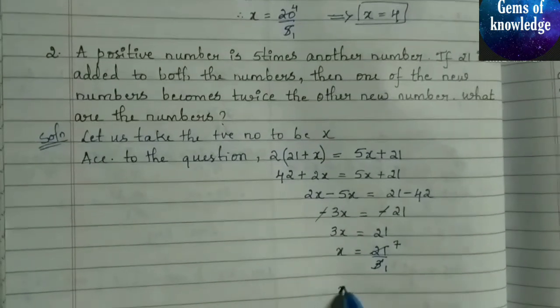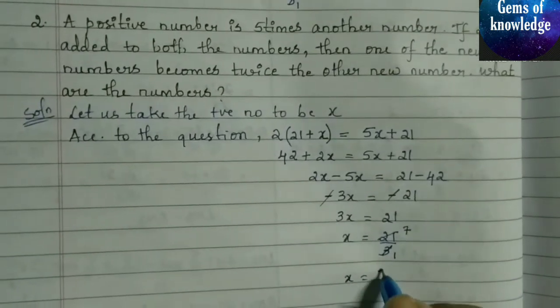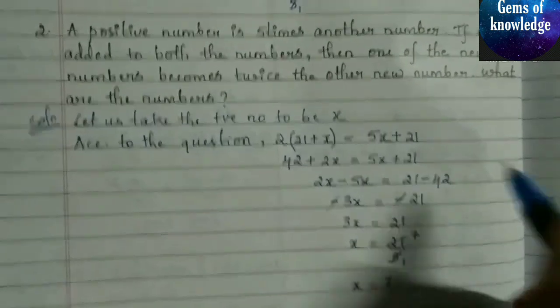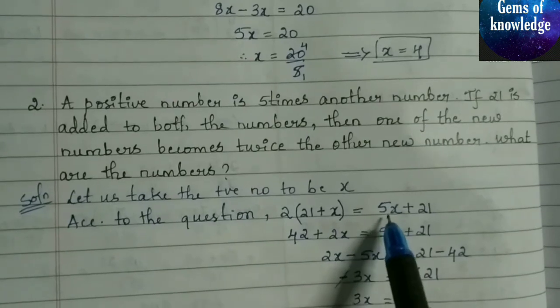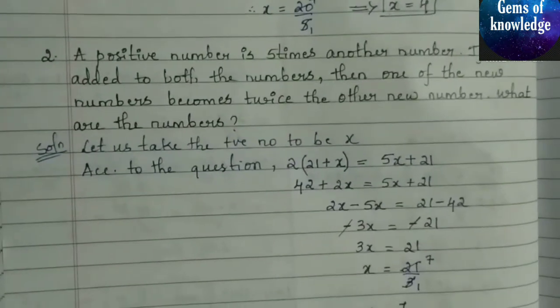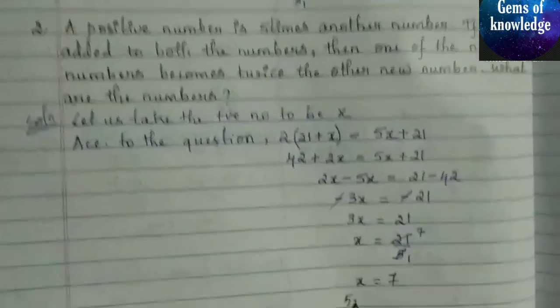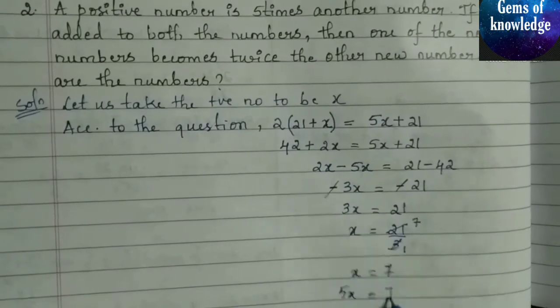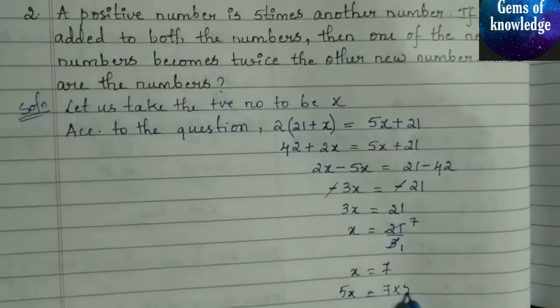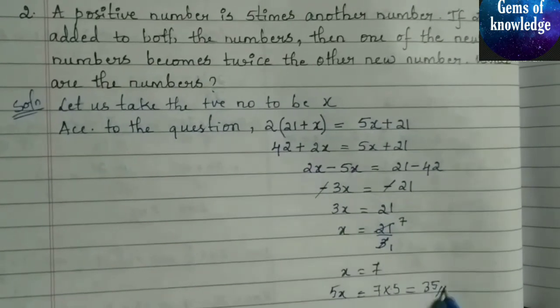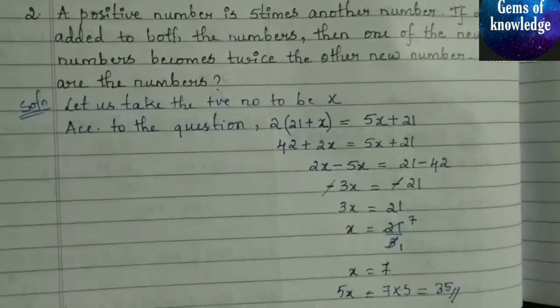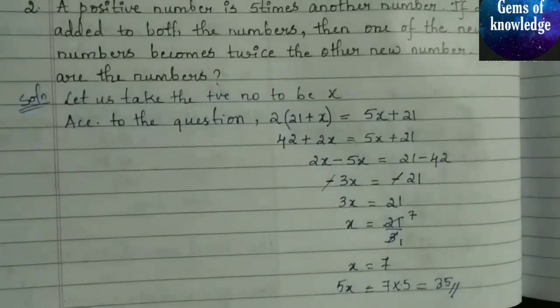So we will get our x is equal to 7, and the other number, 5 times the other number, we have taken it as 5x, right? So that 5 into x will become 7 into 5, that is nothing but 7 fives are 35. So this is the answer to the second one.